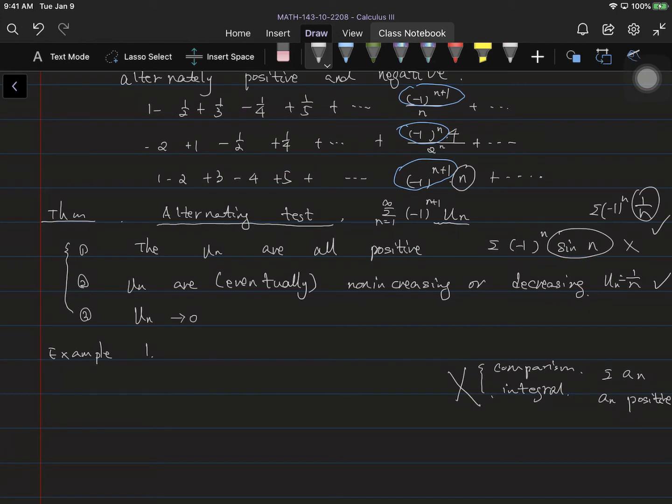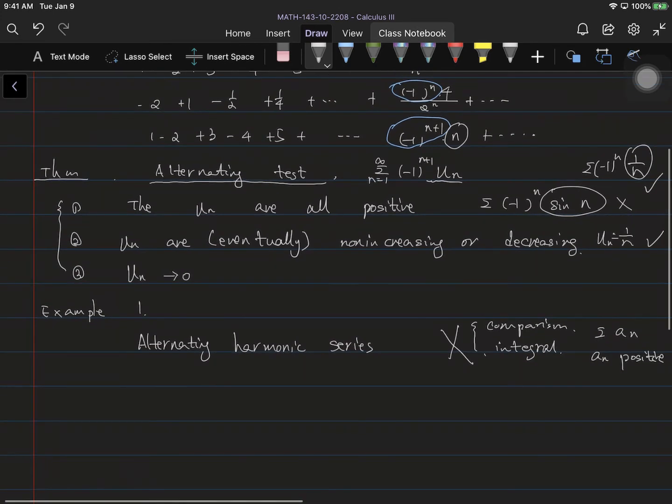Example: the alternating harmonic series. Do you still remember what the harmonic series is? The harmonic series is a p-series with p equals 1. And the alternating series means we just add the sign in front. The sum from n equals 1 to infinity of (-1)^(n+1) over n. It looks like this: 1 minus 1/2 plus 1/3 minus 1/4.